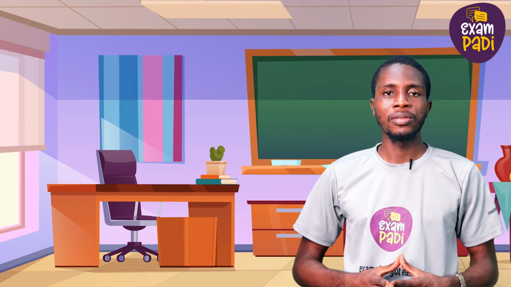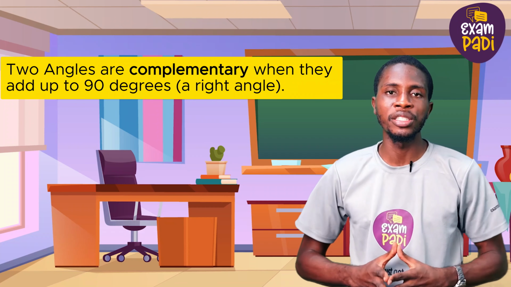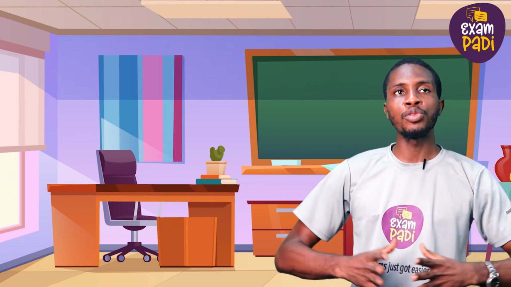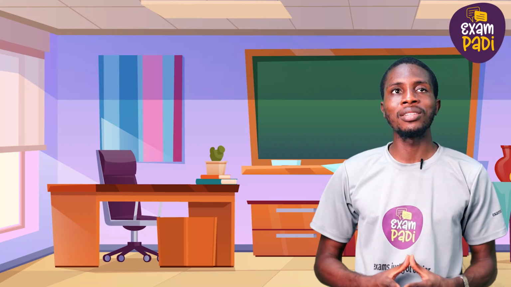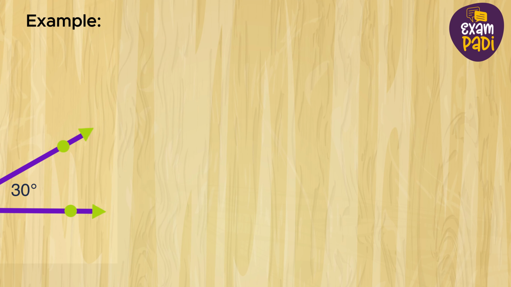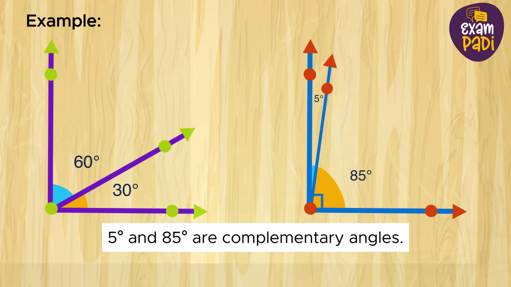Complementary angles. Two angles are complementary when they add up to 90 degrees, that is, a right angle. They don't have to be next to each other, so long as the total is 90 degrees. Examples are 60 degrees and 30 degrees are complementary angles. 5 degrees and 85 degrees are complementary angles.